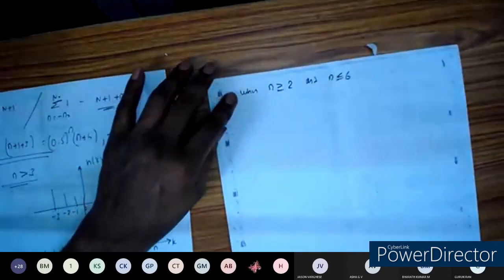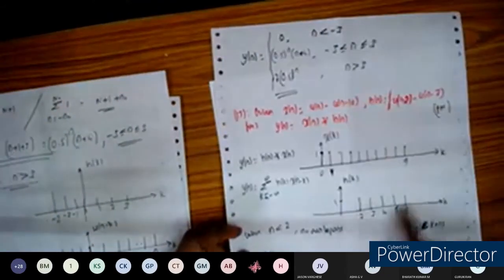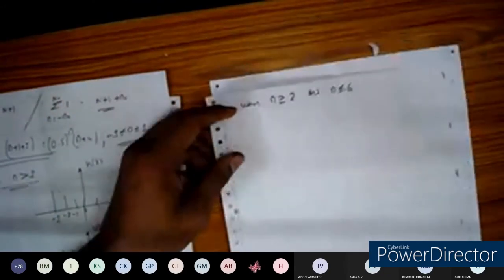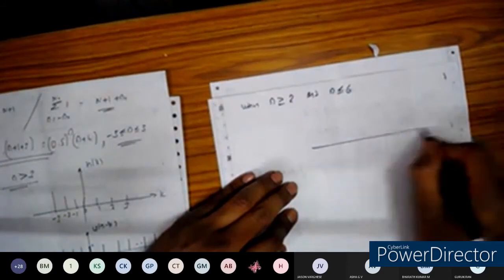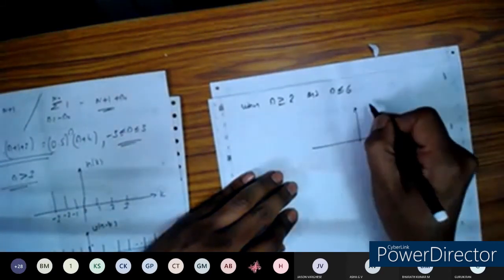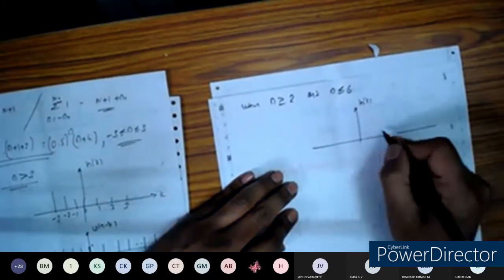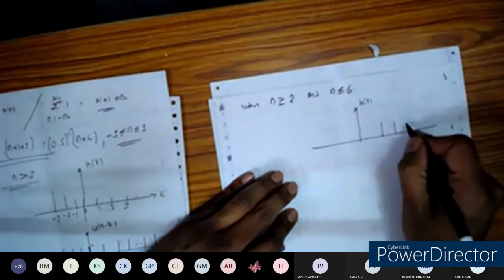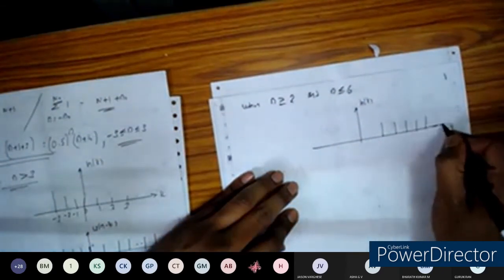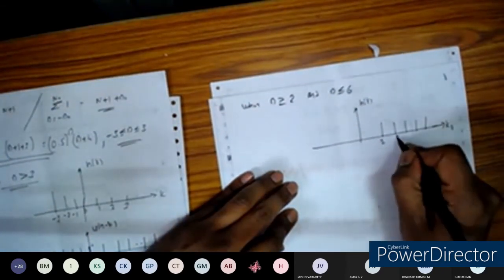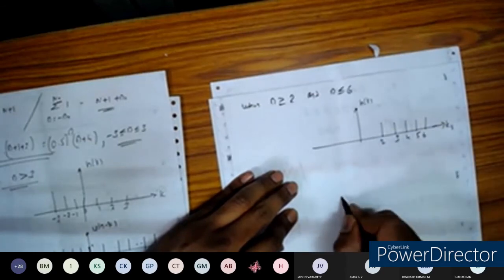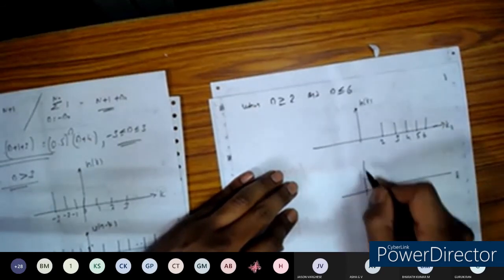So I'm going to draw the waveforms here. I'm going to draw the waveforms for this one. So this is h of k. Let me draw h of k first here. So this is h of k. From 2, 3, 4, 5, and 6 it will be there. And then x of n minus k.